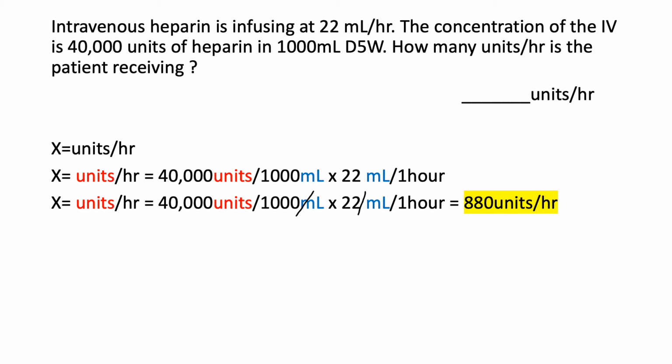So I have 40,000 units in 1,000 mLs, and I'm going to multiply that by the mLs per hour. If you look at the equation here, I put the mLs in blue because that's what you're going to cross out, okay? And that's going to leave you with units per hour. So get out your calculators and input 40,000, divide that by 1,000, multiply by 22, and divide by 1, and you get 880 units per hour. So 880 units per hour is what this patient is receiving.